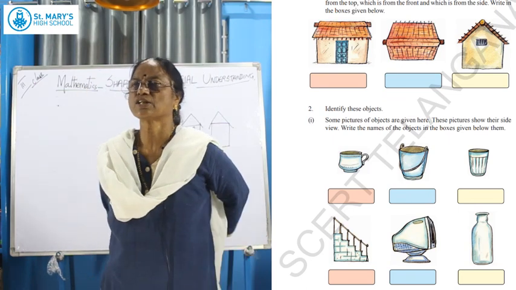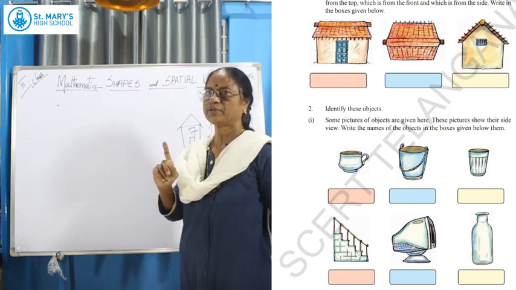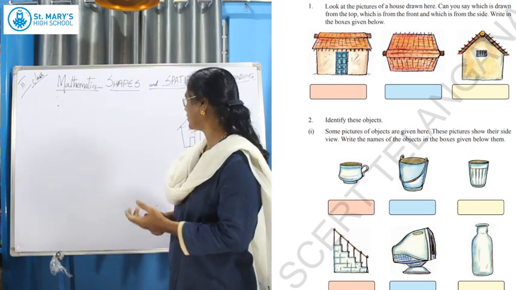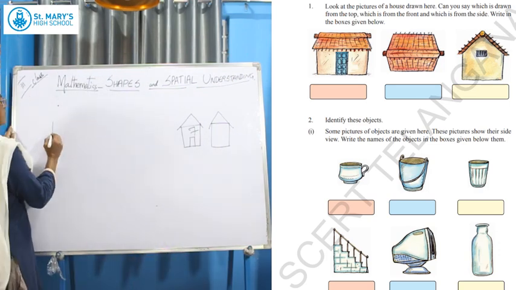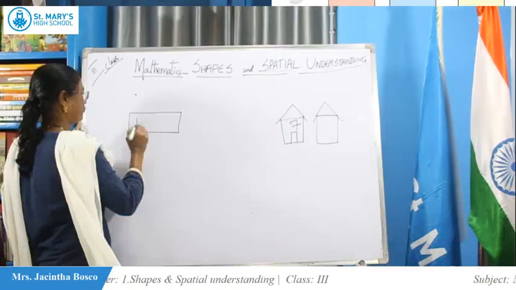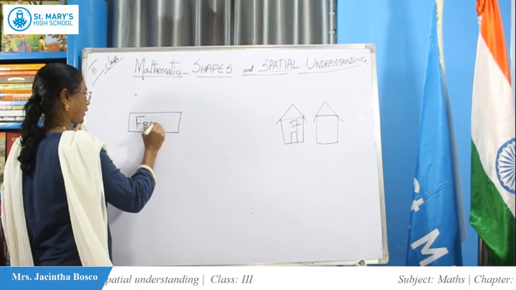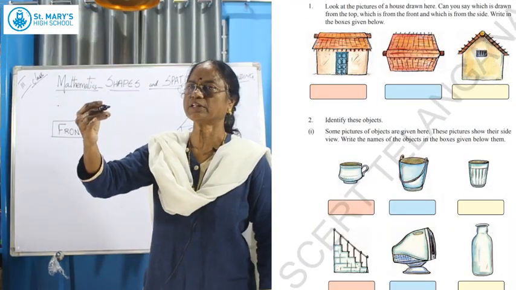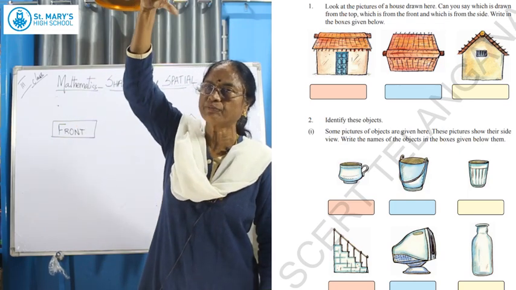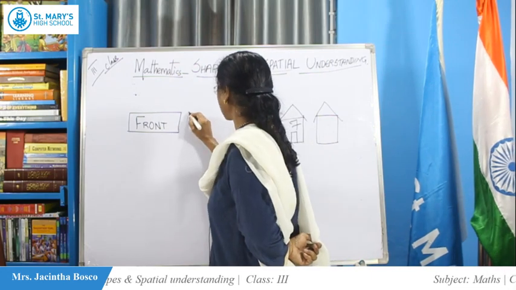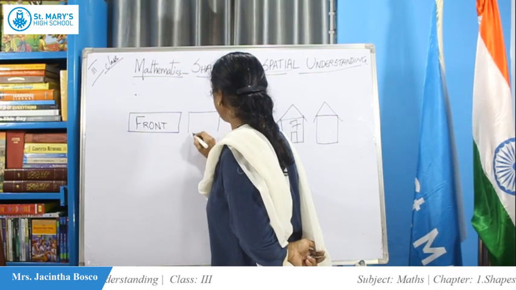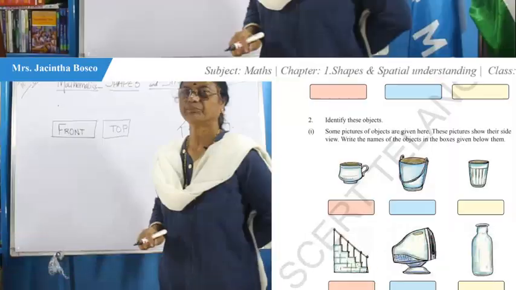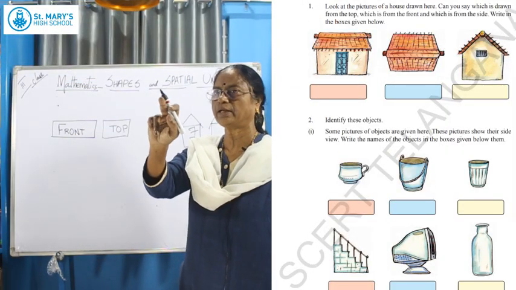The first one is drawn front view, F. So, you put in the box there F-R-O-N-T, front view. What will you write in that box? You write there front view, front. So, the first picture says front view. See the second picture. The second picture says top view. That is top view. The second picture gives the view of the top. You write in that box, children, right?